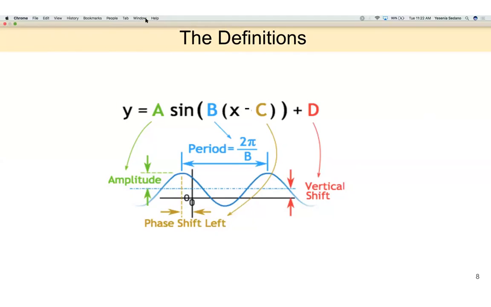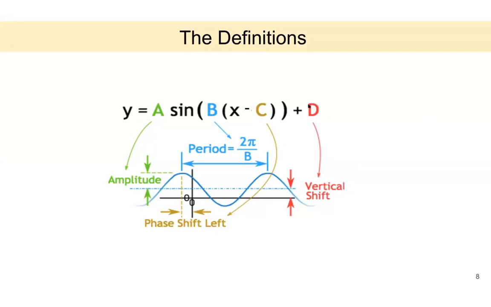And lastly, vertical shift. That right there is your D term. So that's basically what we call the midline of your function. Vertical shift is basically telling us if your wave moved up or down. So that's up and down movement for your vertical shift, whereas C is side to side. So the difference between C and D: C side to side, D up and down. So those are what they represent.